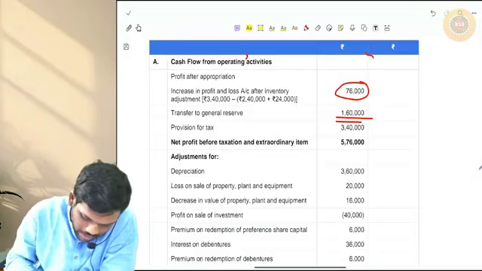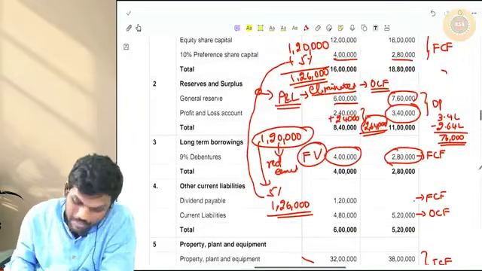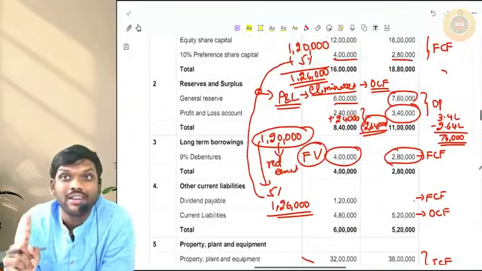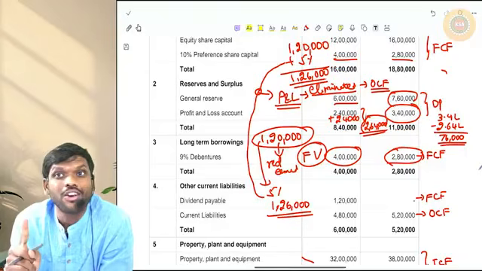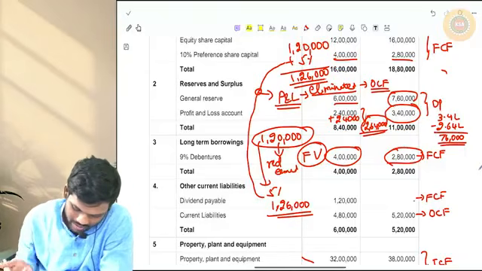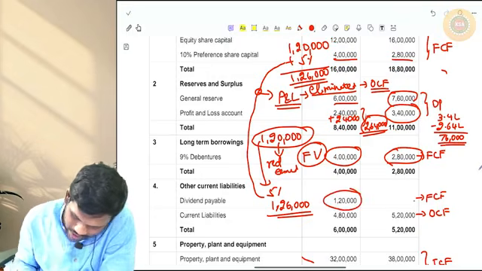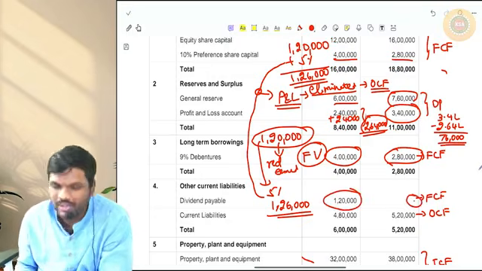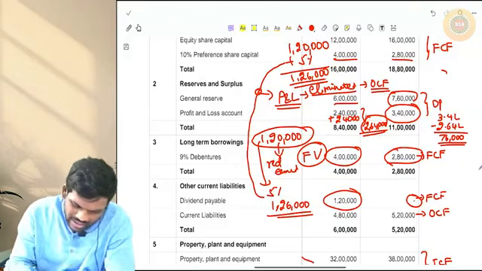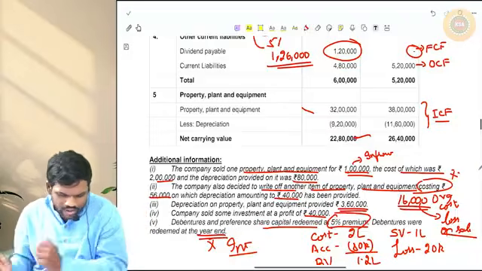Sir, is there any other appropriation? Sir, there is dividend, sir. But remember, what needs to be added here is dividend declared, not dividend paid. Sir, how will I know what is dividend declared, what is dividend paid? Wait. Opening balance of dividend payable is 1,20,000 and closing balance became 0. Did they tell you in the question anywhere how much dividend got declared? No, there is no other information at all.